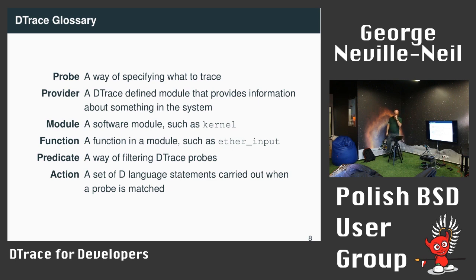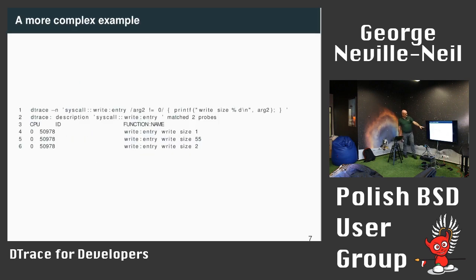Lastly, we have actions. So again, in that previous slide, and actually I'll go back to this one because this is slightly longer. So here's your probe point, provider. There's no module because you don't need one. Function, entry point, predicate, which says arg2 not equal to 0. But lastly, we have this little bit of C-like code.